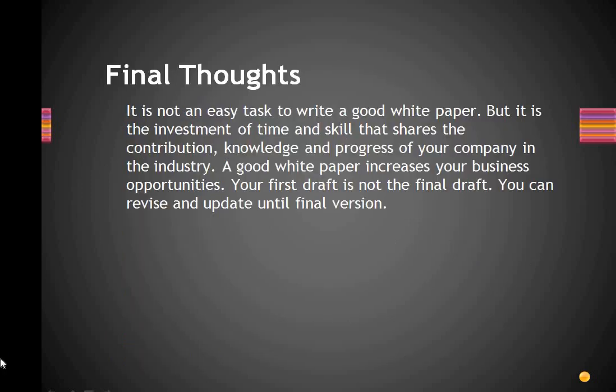Final thoughts. It is not an easy task to write a good white paper, but it is the investment of time and skill that shares the contribution, knowledge, and progress of your company in the industry. A good white paper increases your business opportunities. Your first draft is not the final draft. You can revise and update until the final version.